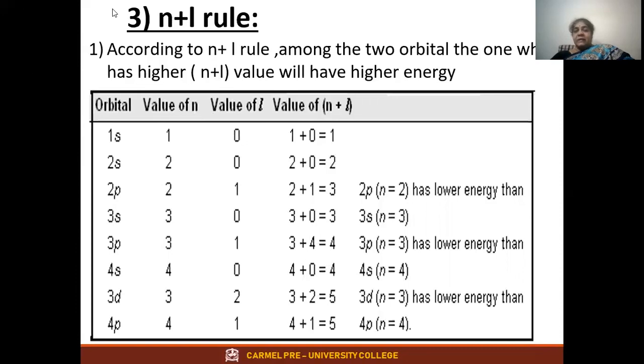Okay. So right now we'll concentrate on 4s and 3d. Forget about 3p, students. There's something different here. Let us take 4s and 3d. 4s has n plus l value 4 and 3d has 5. So that is why you have 3d later. First you have 4s and then 3d.